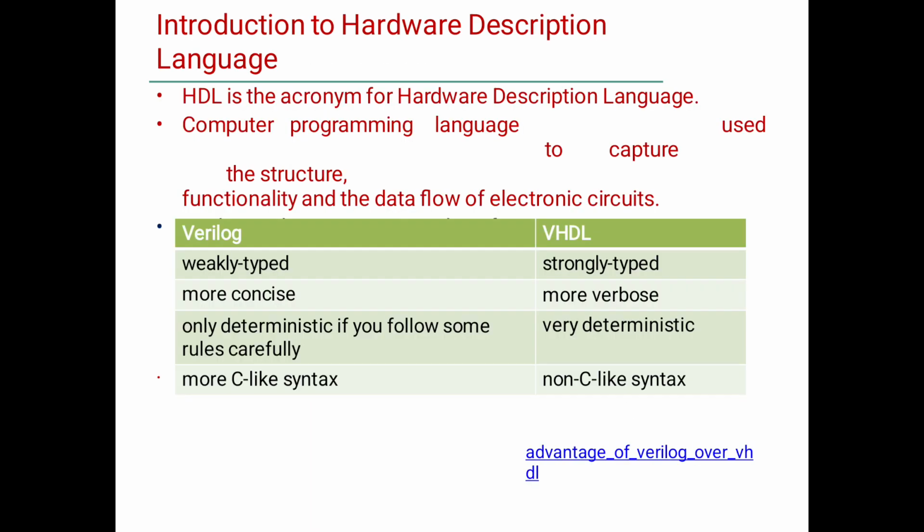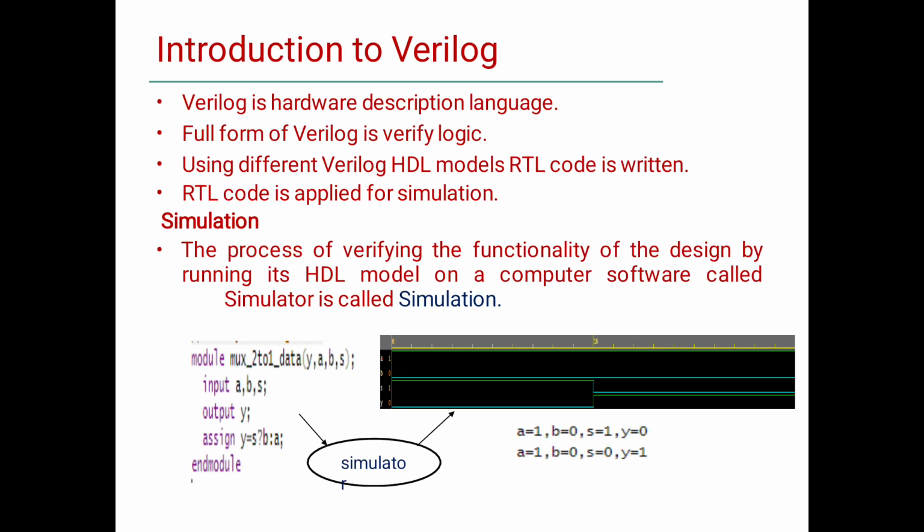Here is the introduction to hardware description language, HDL. It is a programming language used to capture the structure, functionality and data flow of electronic circuits. We have Verilog and VHDL. Verilog is mostly used. Verilog is an HDL language which is used for verifying logic. It can be written in any style, as we have seen in the abstraction levels: switch level, data flow, gate level, behavioral.